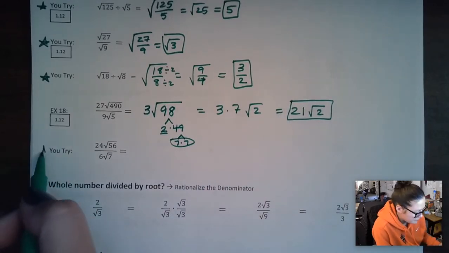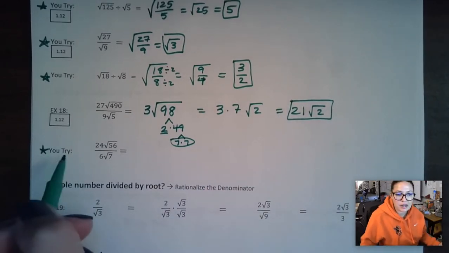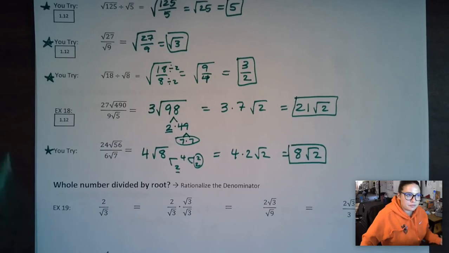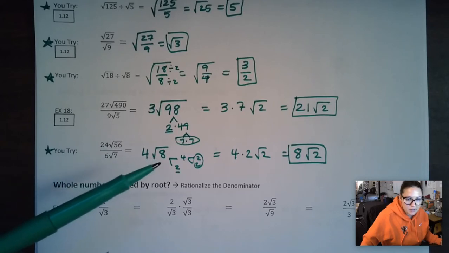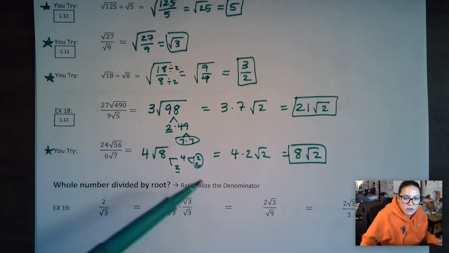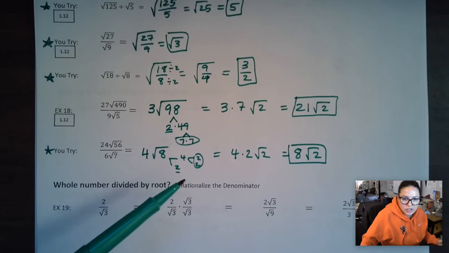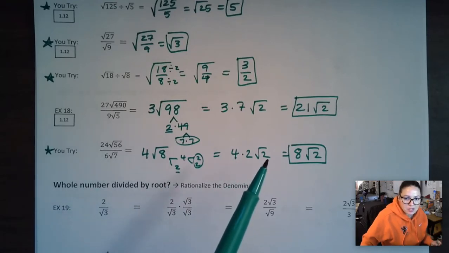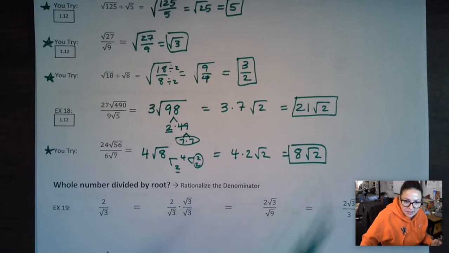All right, you know the drill. Pause the video. You try this one. It's just like the example we just did. All right. 24 divided by 6 gives me 4. 56 divided by 7 gives me the square root of 8, which we can break apart into a bunch of 2's. That gives me 4 times 2 times the square root of 2, or 8 square roots of 2.